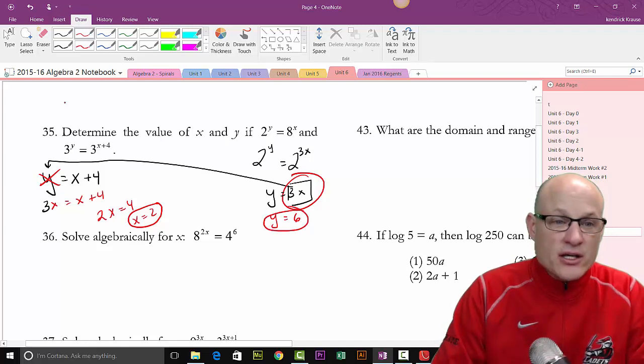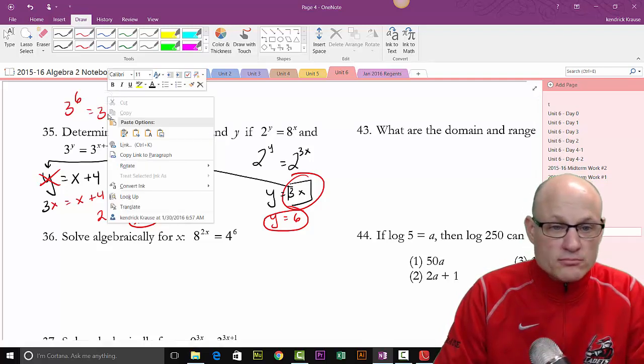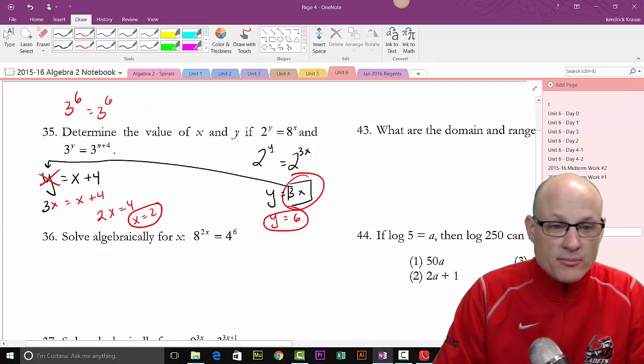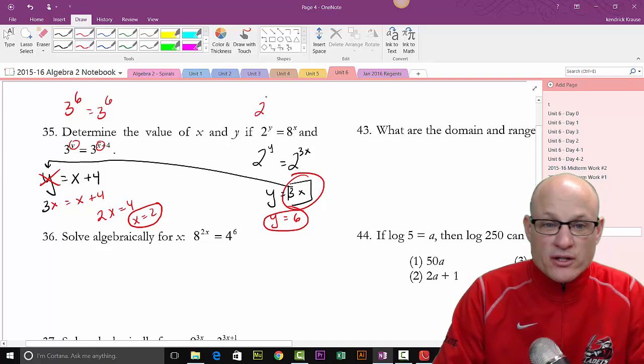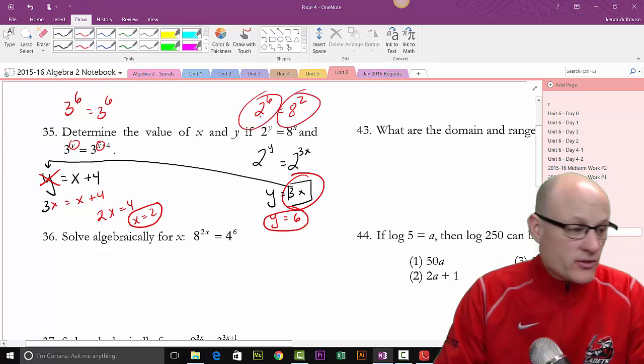Now let's check that. Is 3 to the 6th equal to 3 to the 6th? Sure. Because I had put a 2 in here and I put a 6 in here. And over here, is 2 to the 6th really equal to 8 squared? Well, 8 squared is 64. 2 to the 6 is 64.